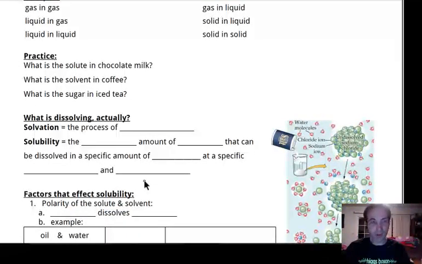So in terms of identifying these things, what is the solute in chocolate milk? Well, the solute is the thing that's being dissolved, or the thing you have less of, and so typically that's going to be the chocolate.